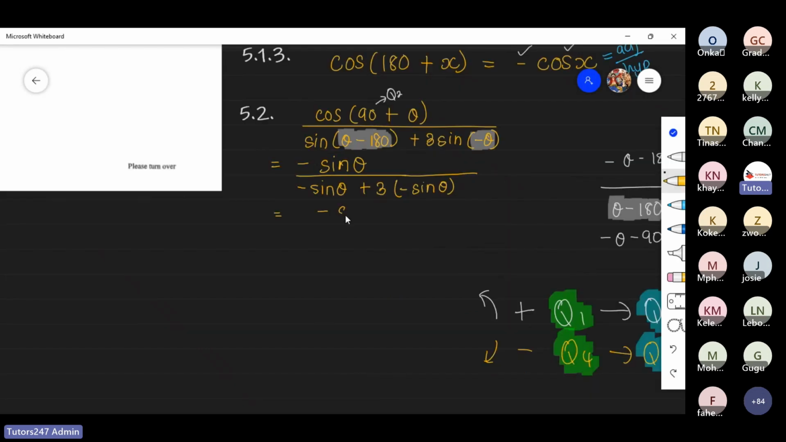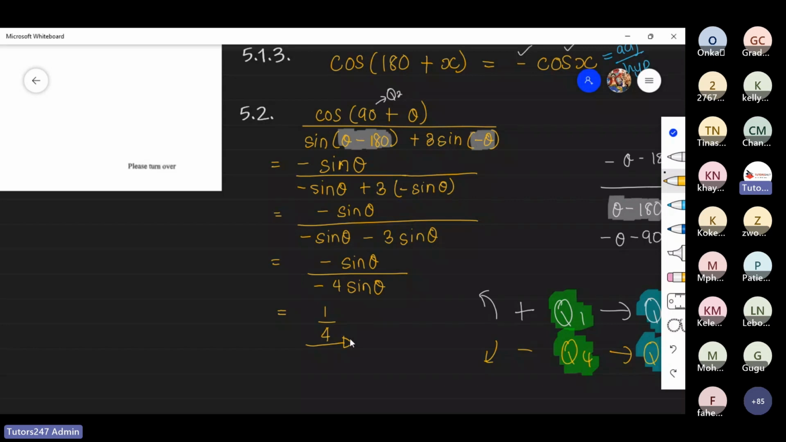So on top, we've got negative sine theta. At the bottom, we have minus sine theta, and 3 times negative sine theta becomes minus 3 sine theta. From here, we can add up our denominators because they are like terms. So that then becomes minus sine theta over negative sine theta minus 3 sine theta, which is going to become minus 4 sine theta. As you can see, negative cancels negative, sine theta cancels sine theta, and you are therefore left with positive 1 over 4. That is it. So step number 1, we needed to identify which quadrants our identities were in.